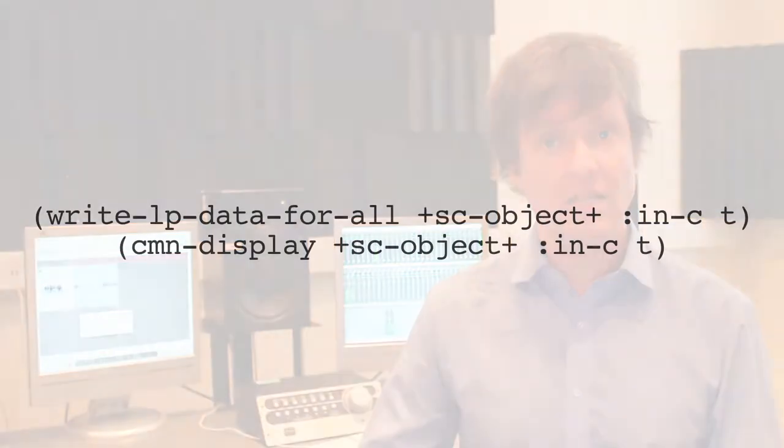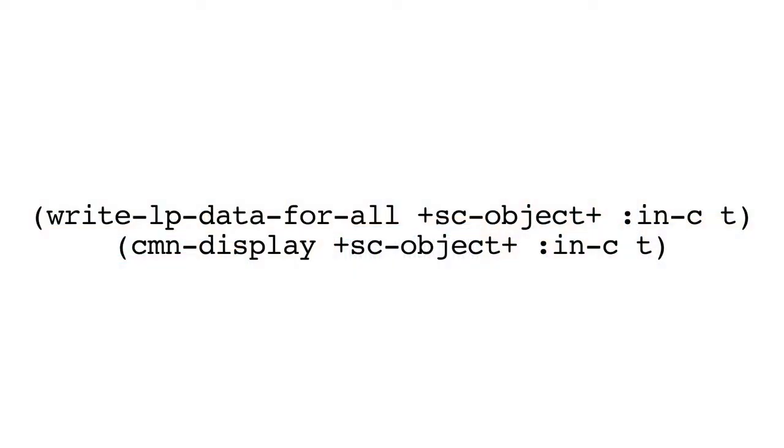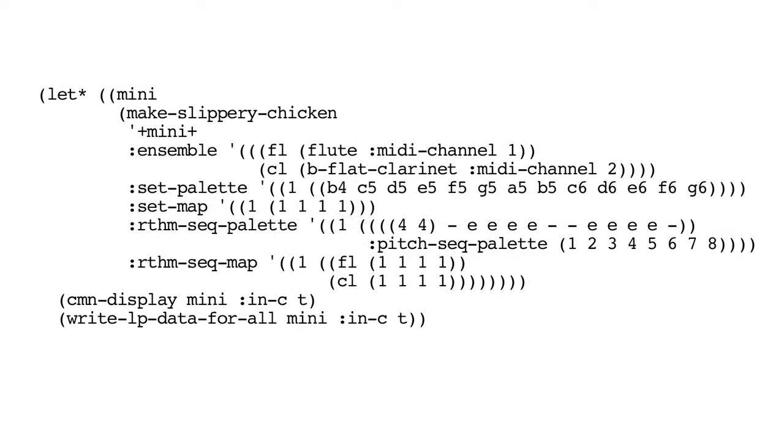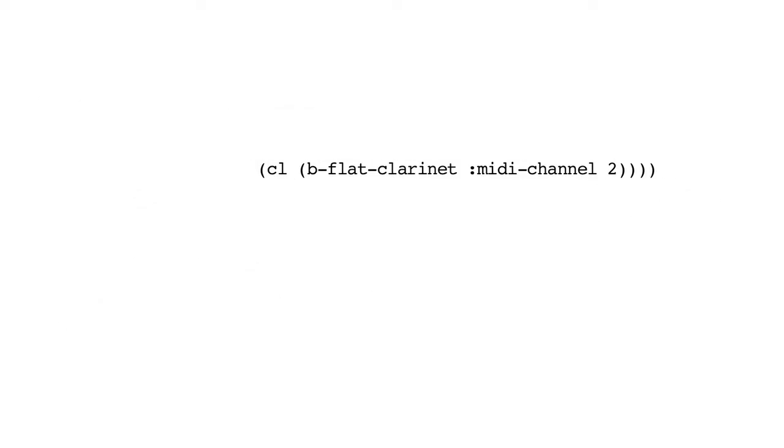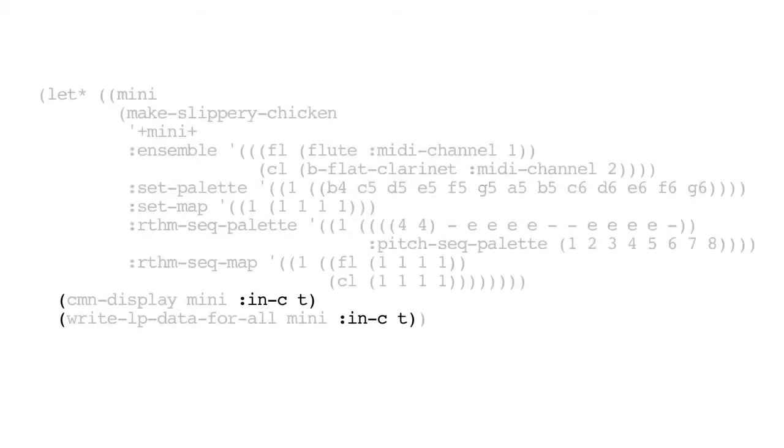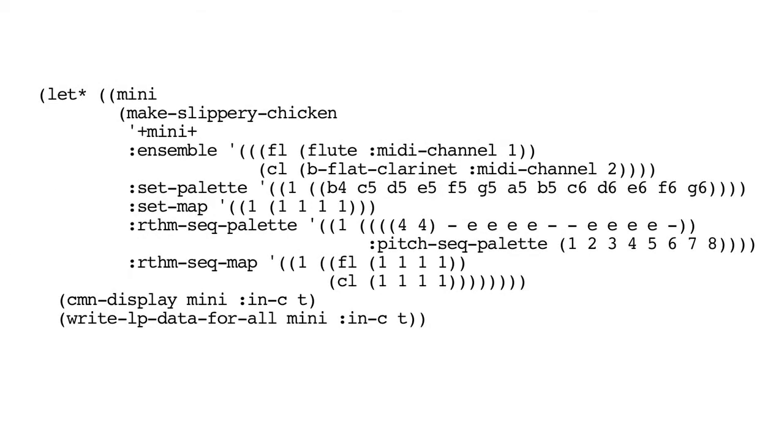Slippery Chicken by default produces scores at reading pitch, so not in C. This could be disabled, i.e. you could create an in C score by setting the in C keyword argument to Write LP Data for All or CMN Display to T. So you can see in this simple example, which includes a transposing instrument, the B-flat clarinet, that when we call the CMN Display and the Write LP Data for All methods with the in C argument set to T, we get a C score.